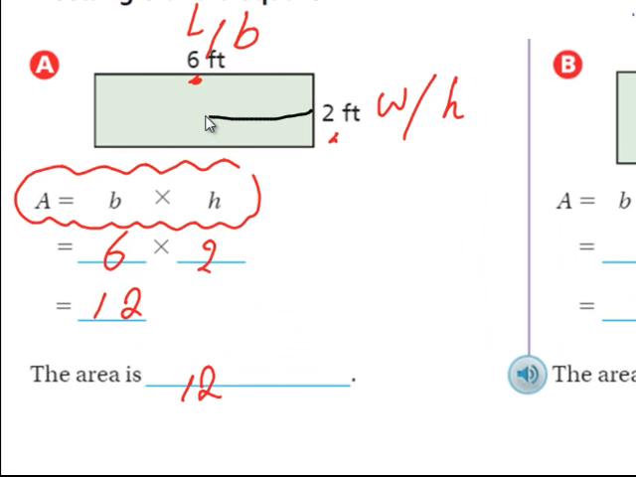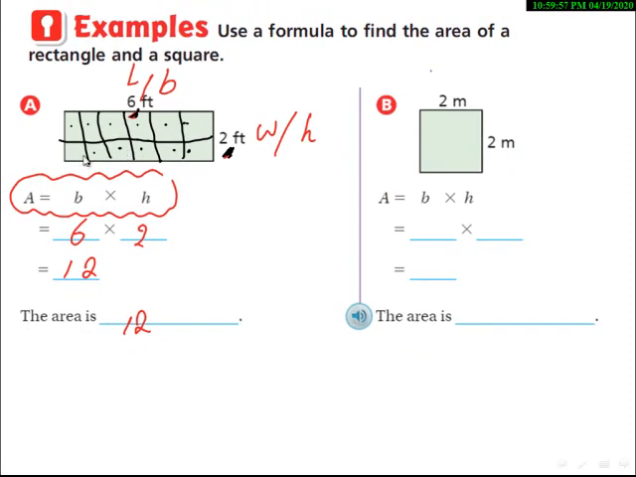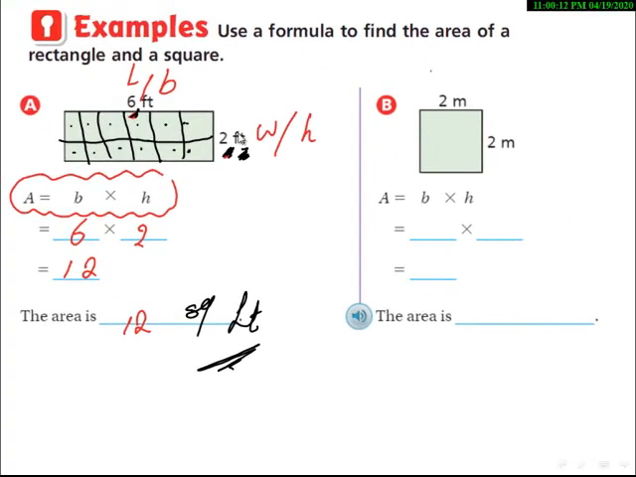Here I can draw 2 rows according to my height. 2 rows. Then I'm gonna distribute them into 6 equal parts. 1, 2, 3, 4, 5, 6. 6 plus 6 equals 12. 12 squares. 12 what? Squares feet. This is my unit. Square feet.